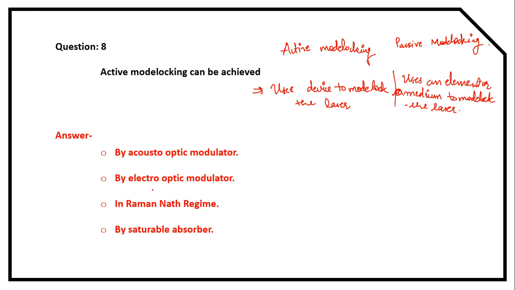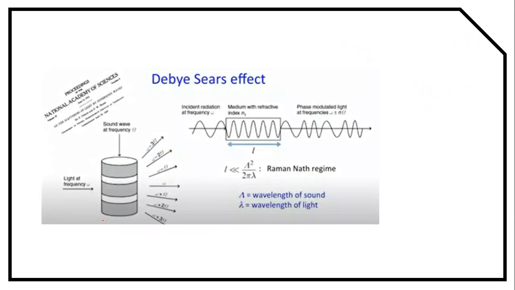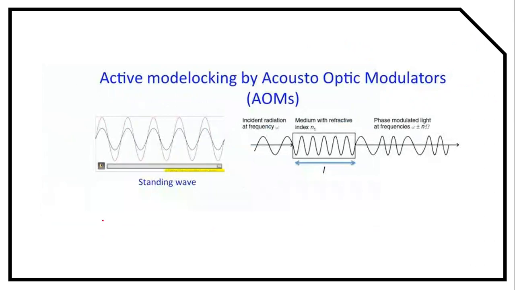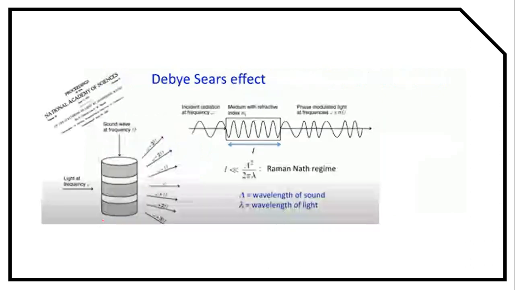Actually, this is also a multiple select question. This question does not have a single option correct. First of all, for your explanation, I have kept the diagram of the acousto-optic modulator. So, what is this AOM? That AOM is also called the acousto-optic modulator.